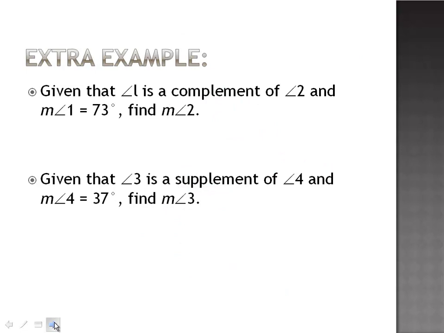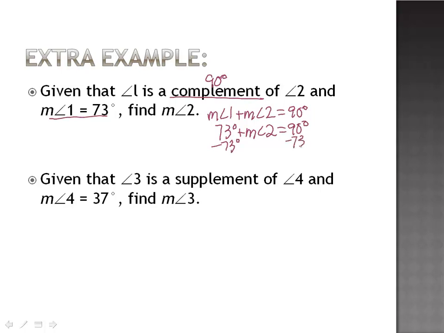An extra example, again, it'd be a good idea for you to pause the video right now and try this on your own and then turn it back on and see if you did it right. So I'm going to start by writing an equation here. Again, it says complements, so that's 90 degrees. It is right to give complements. So the measure of angle 1 plus the measure of angle 2 must equal 90 degrees. It says angle 1 is 73 degrees, so 73 degrees plus the measure of angle 2 equals 90 degrees. Subtract that 73 degrees from both sides. We have the measure of angle 2 equals 17 degrees. Another good idea, go back and look, make sure you answer the question. It says find the measure of angle 2. And that indeed is what we found, the measure of angle 2.